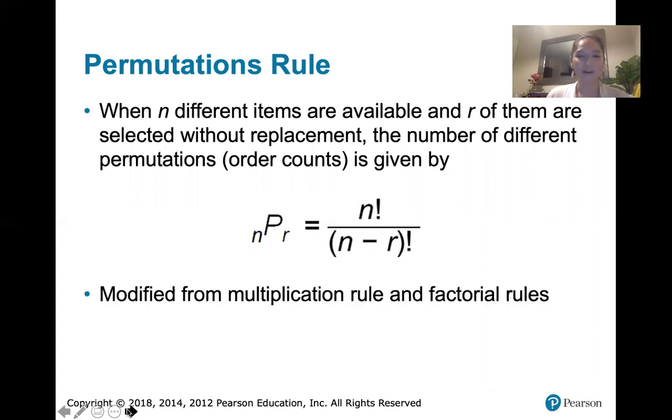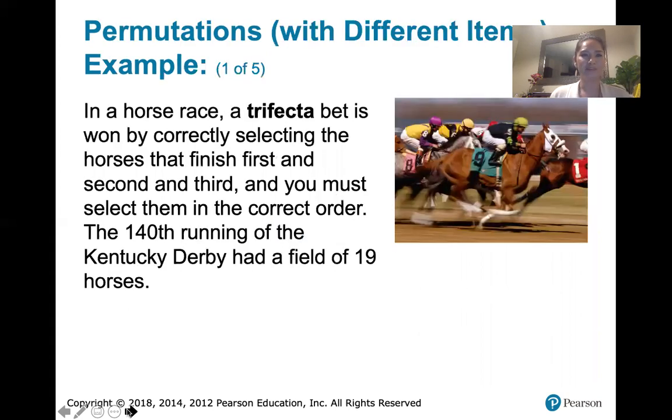This is actually just modified from the multiplication counting rule and the factorial counting rule that we've discussed in earlier videos. You'll see when we look at an intuitive example. So here's our first example, actually our only example in this video. It says, in a horse race, a trifecta bet is won by correctly selecting horses that finish first, second, and third, and you must select them in the correct order.